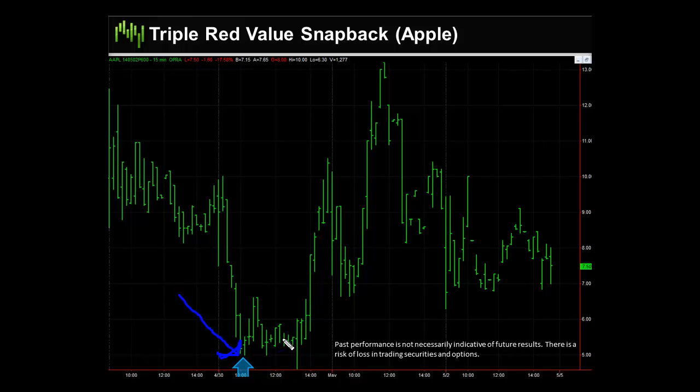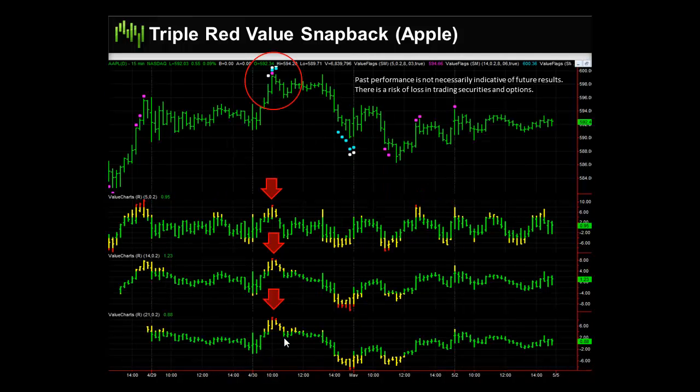Let me show you what could have tipped you off into wanting to do that. Okay, now, what I've done basically is I've applied 3 ValueCharts price windows on my screen, and I'm using a different analysis period for each one.